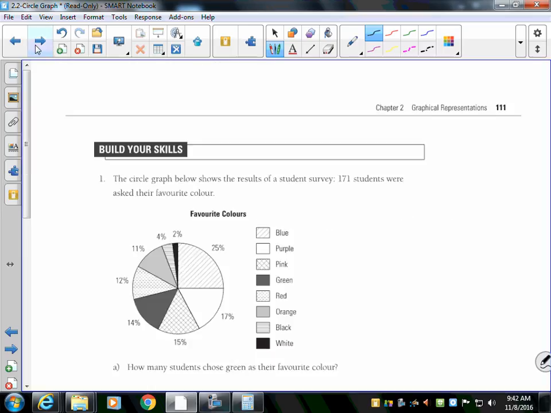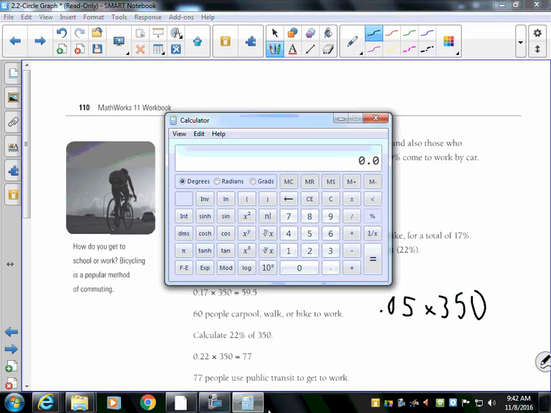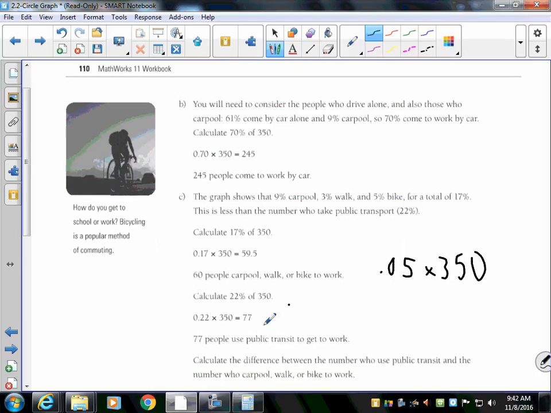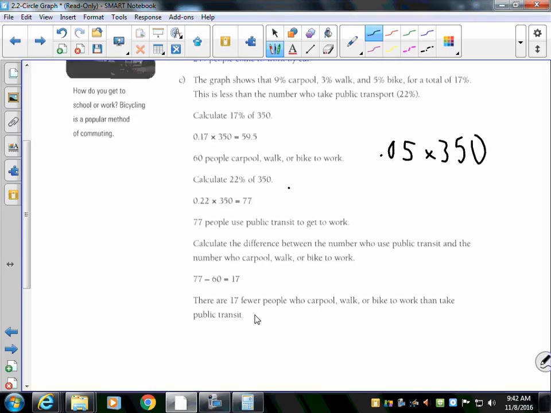There's an alternate method where you could go 5%. Okay, so if we take 5%, 0.05, and times it by 350, because that's the difference between 17 and 22, 0.05 times 350 gives us 17 and a half. So realistically, 17 people, okay? Or 17 to 18 people.